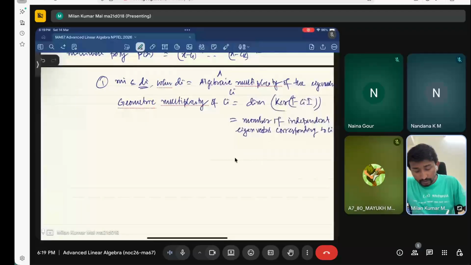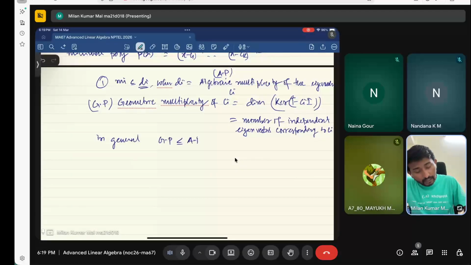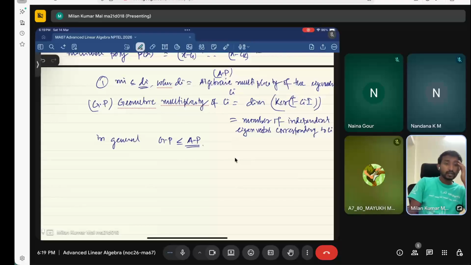denoted by GP, and in general GP is less than or equal to AP. That I have discussed a little bit in the previous class. So let me connect this.